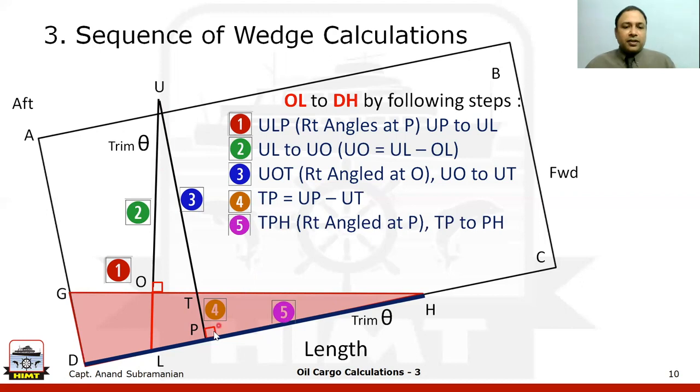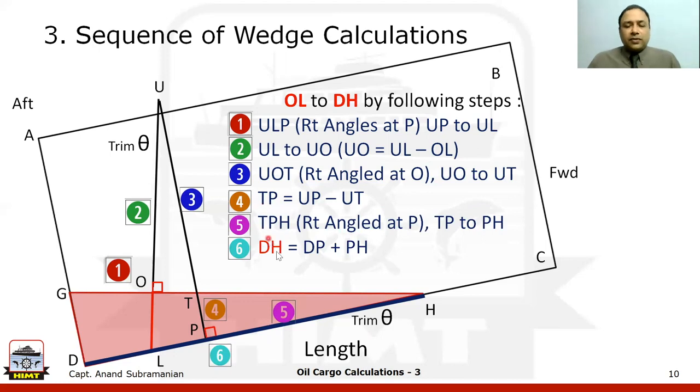In step number 5, we are going to use the small triangle TPH, which is right angled at point P. Why is it right angled? Because this line UP is perpendicular to the tank's bottom, and it is parallel to the aft bulkhead also. This triangle is right angled at P, and the angle it forms is theta, again the trim theta. From here we can find PH using trigonometrical ratios. Once PH is known, we can find the value for DH. DH is equal to DP plus PH. DP is the same as UO, which is the distance from the aft bulkhead of the sounding pipe.